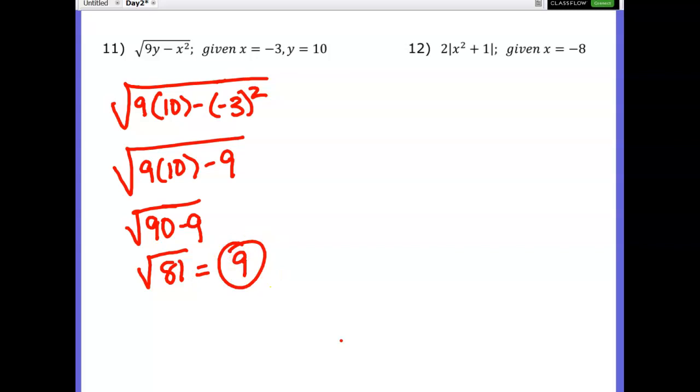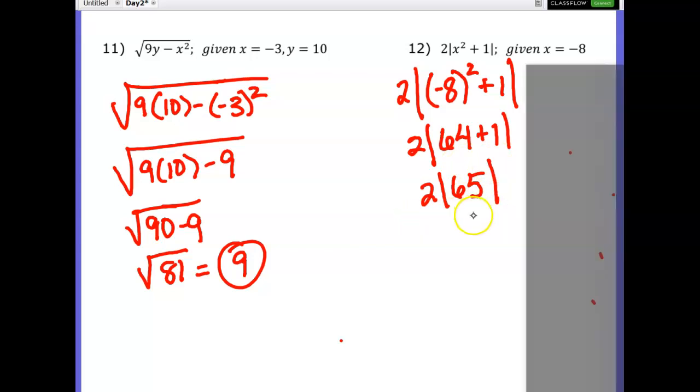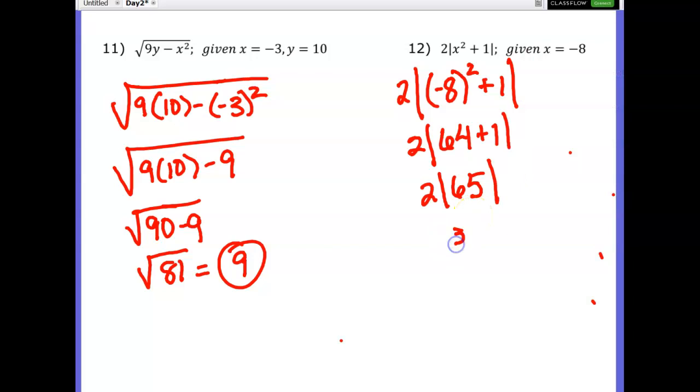All right, and then number 12, when we plug in x is equal to negative 8, we have 2 times the absolute value of negative 8 squared plus 1. When we have a number right next to the absolute value, it just means multiplication. So this is 2 times 64 plus 1, so 2 times 65, because 64 plus 1 is 65. That looks kind of funny, but that is multiplication, and we end up with 130 as our final answer.